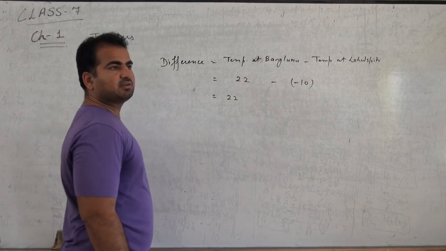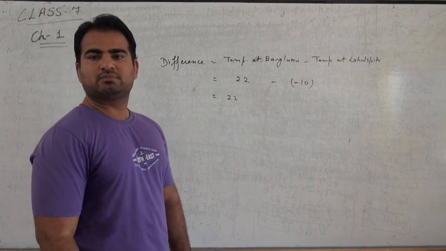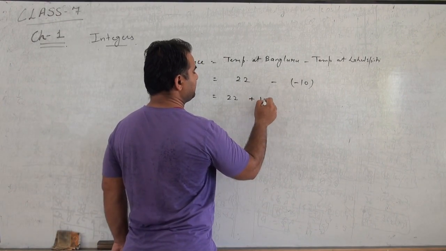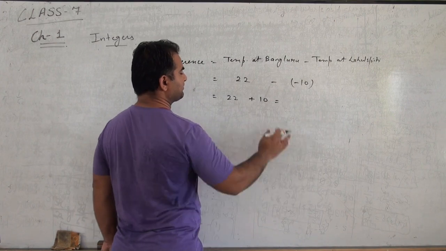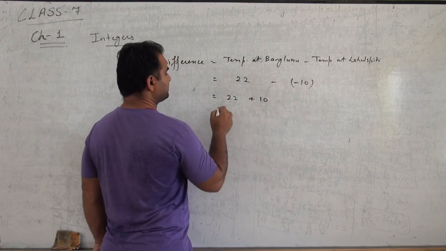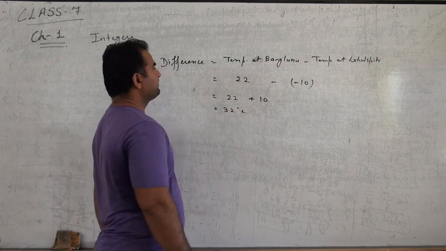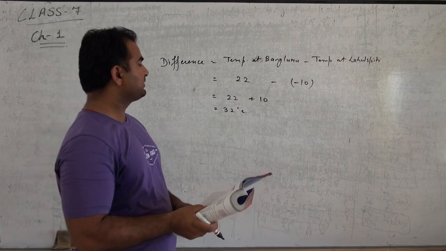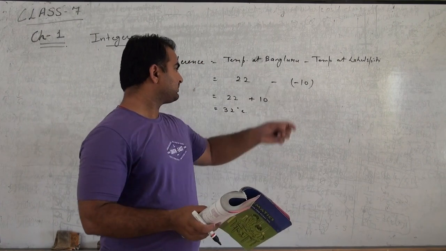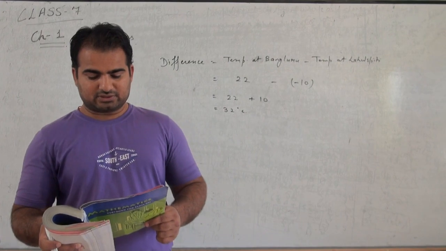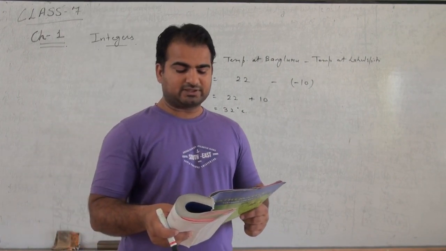I will say that minus into minus is positive. So minus into minus gives positive. It will be 10. What is 22 plus 10? It will give 32 as your answer. So the difference between the temperature at Bengaluru and Lahul Spiti, the hottest and the coldest place, is 32 degree centigrade.